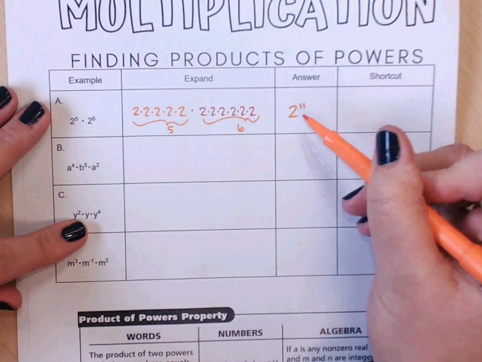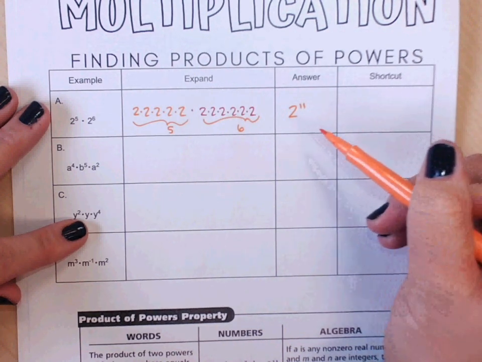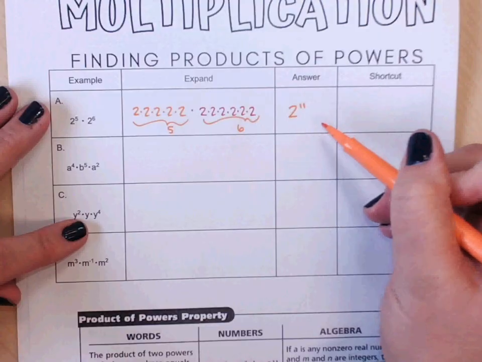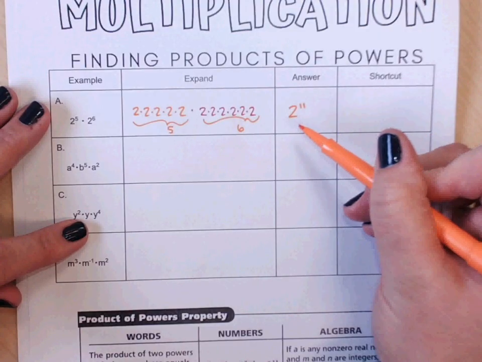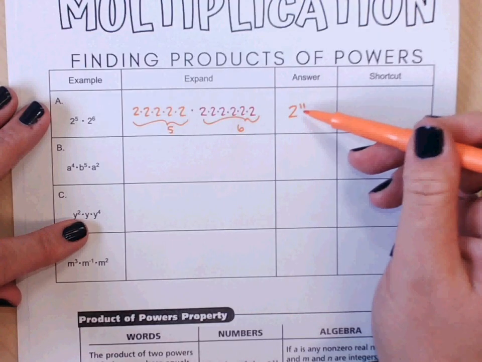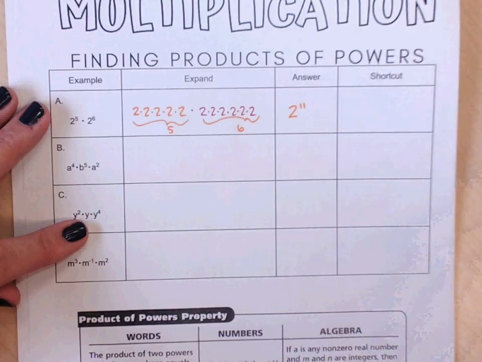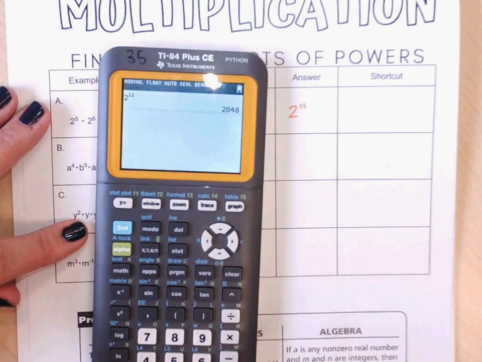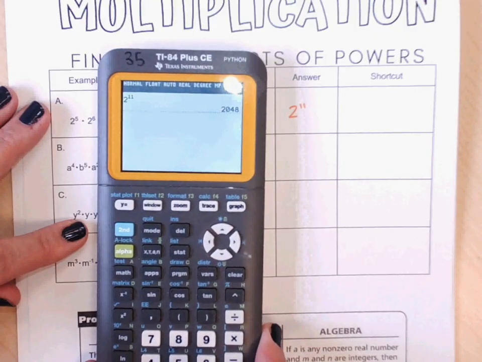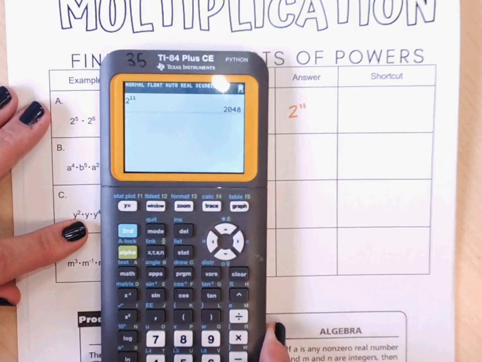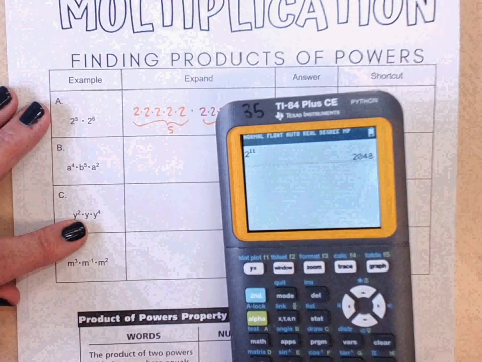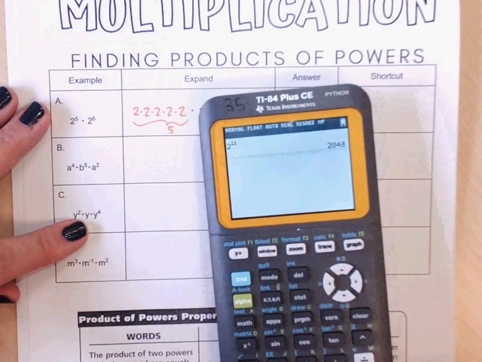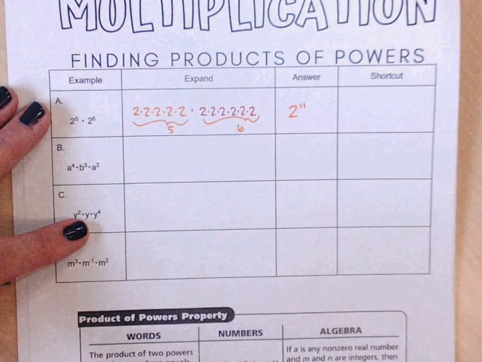Now you can take your calculator and figure out what the actual number is, but I don't actually care, because sometimes when you deal with exponents, the numbers get so big that your calculator can't even handle it. 2 to the 11th power is 2048, and your calculator can handle that one, but you'll see some other ones not so much. You'll get an error or it'll give it to you in scientific notation.